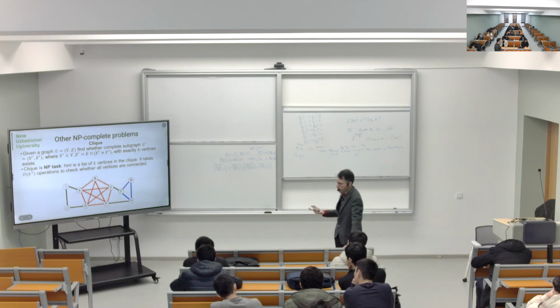This is a complete graph. So the task is, can you find, but of course you can, what is the largest subgraph of G, in the number of vertices, that is a complete graph. So you want to find the largest complete subgraph. And this is the Clique problem.